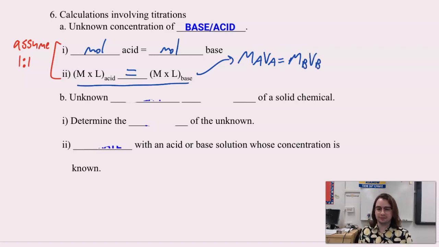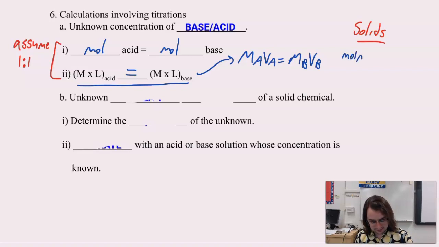But what if I have a solid? What if I have some solid HCl, and I don't know what the concentration is, or some solid unknown acid, and I have a concentration of known base? Well, then I'm going to do something a little different for that. So I'd encourage you to write this down as well. Let's say that I have a solid acid, then that means I'm only going to use the moles of the acid equal the concentration of the base times the volume of the base.